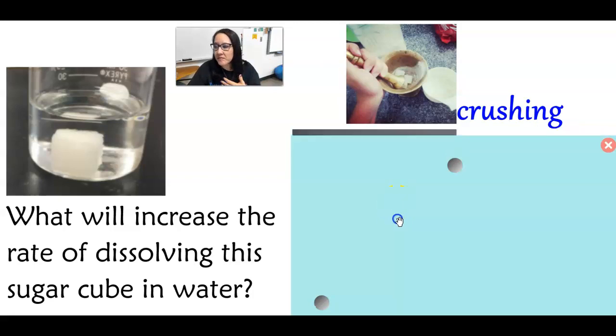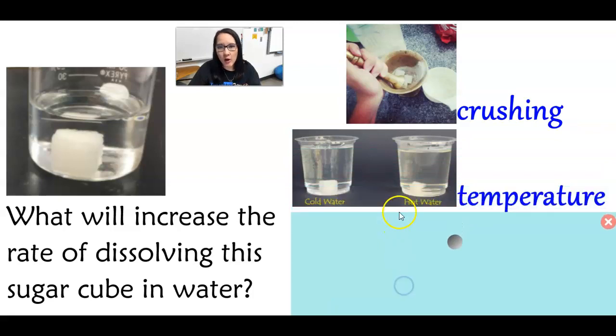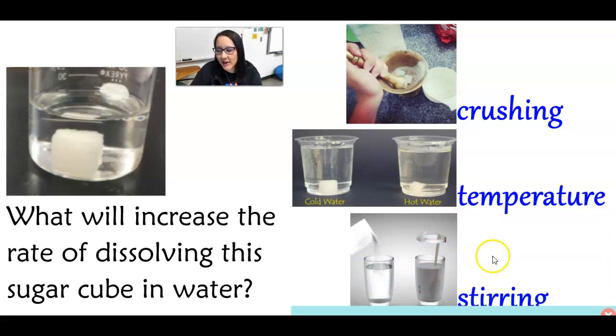Something else, you might use a hot solvent or hot water instead of cold, because in a hotter temperature solvent, it's going to dissolve faster. And then the last thing is, when you drop that sugar cube in the water and you stare at it, you're really not going to be very patient, and so you'll want to agitate the solution or stir it so that you can get it to dissolve faster.